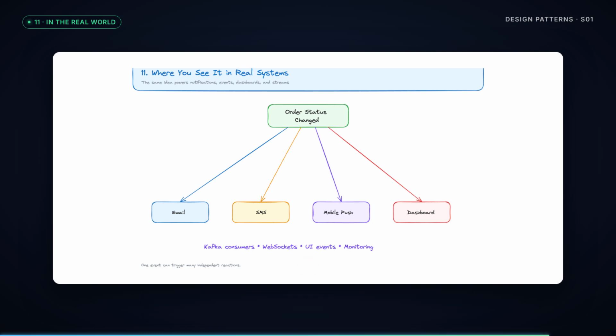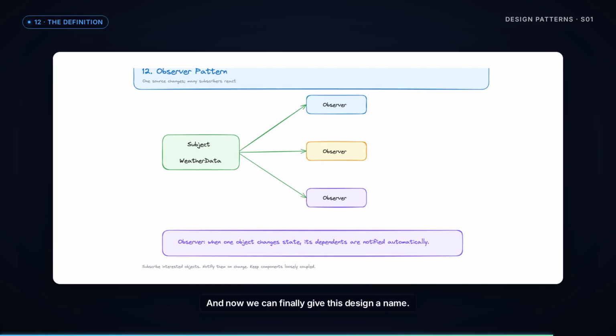And now we can finally give this design a name. This is the observer design pattern. The observer pattern defines a one-to-many relationship between objects. When one object changes state, all of its dependents are notified automatically. The key takeaway is simple. If many things need to react when one thing changes, do not tightly connect all of them together. Let interested objects subscribe, let the source notify them when something changes, and let them unsubscribe when they no longer care. This is the observer pattern.